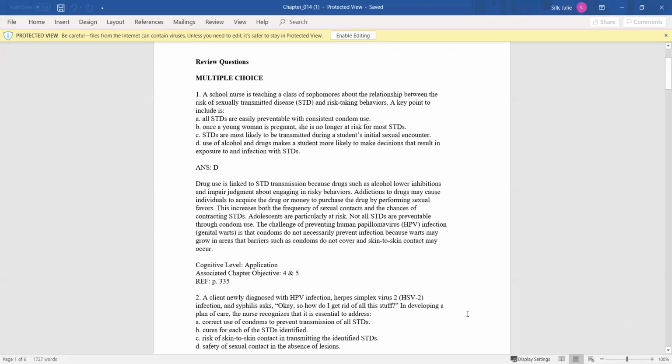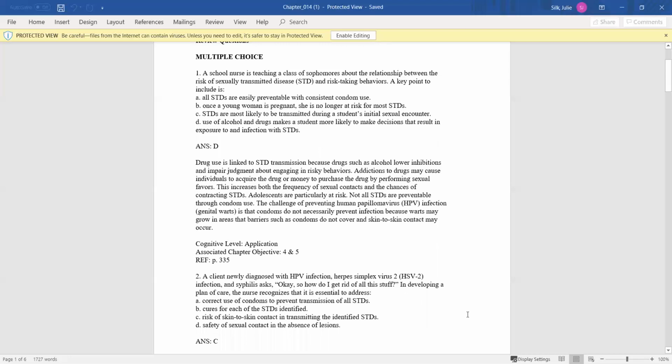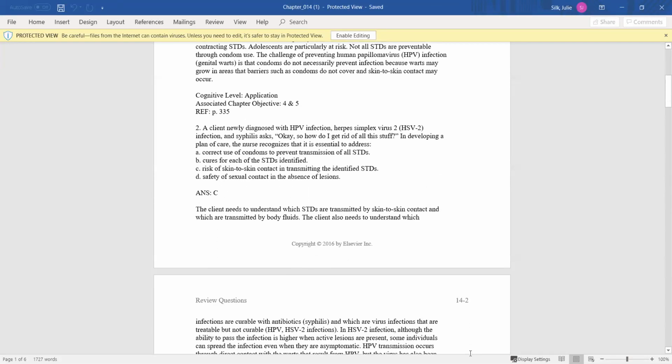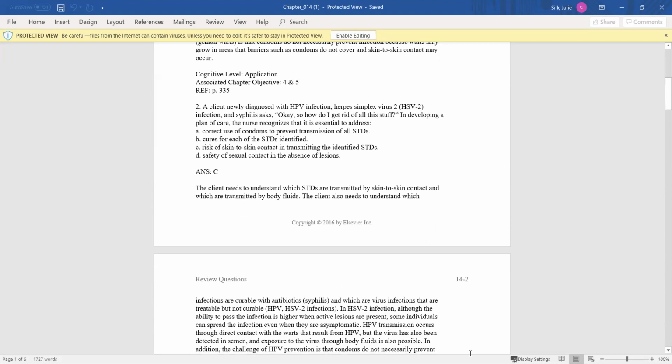All right, let's see what it says. So it's supposed to be C. So risk of skin-to-skin contact and transmitting the identified STDs. Because they have a few different things going on. So HPV, herpes simplex, and syphilis all together. A lot of these are skin-to-skin type contact.